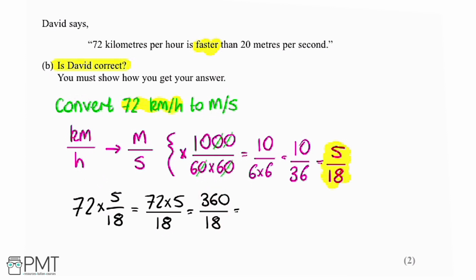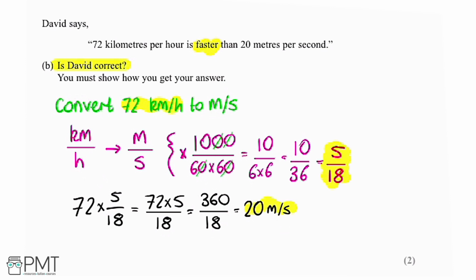Okay, so now to calculate this, I'm going to use the bus stop method. So I'm going to do 18 here and 360 here. So you see, how many times does 18 go into 3? Well, that's 0. And then we're going to carry over the 3 that we didn't use. So we've now got 36 here. So how many times does 18 go into 36? Well, that's quite nice. It goes exactly twice. So I'm going to put 2 here. Now, how many times does 18 go into 0? Well, that's nothing. So we're going to put 0 here. So our final answer is 20. So 360 divided by 18 is 20. So that means we've got 20 meters per second.